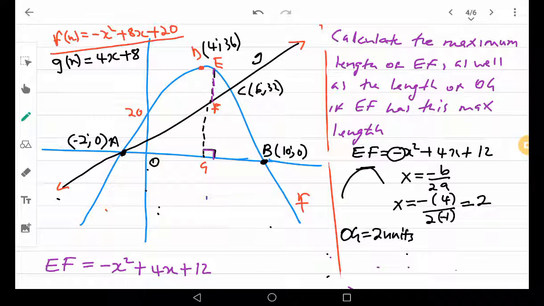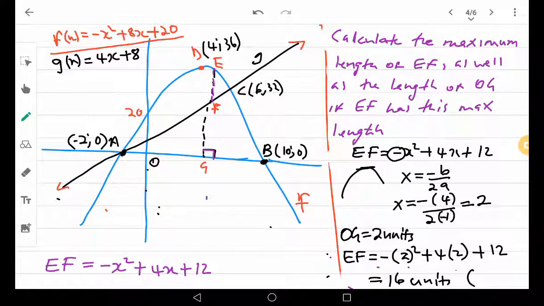Then for the maximum value of EF, we substitute 2 here: minus 2 squared plus 4 multiplied by 2 plus 12. Then we get 16 units. This is the maximum length, which is 16.